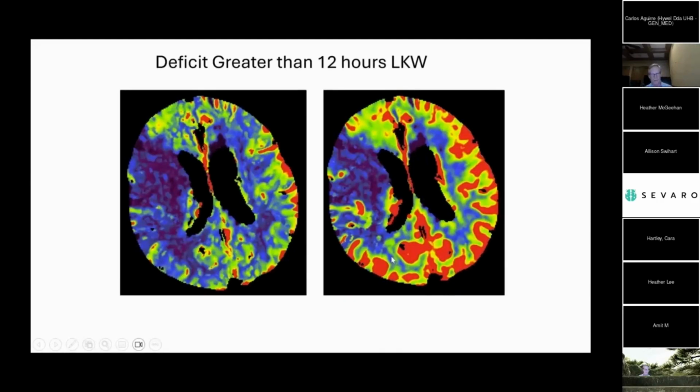So I have to ask you guys this. Would you treat this patient? My answer is a hard no. The mismatch ratio is probably about 1.2 at best. This is not a good person to treat.